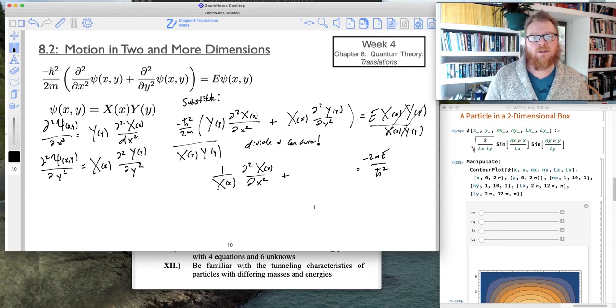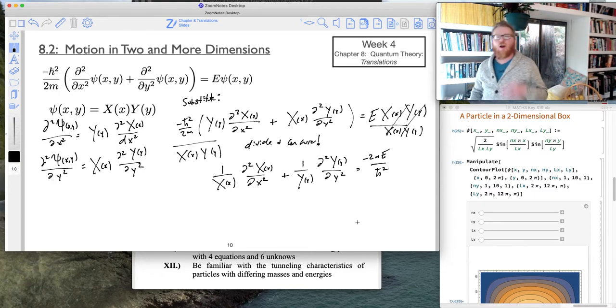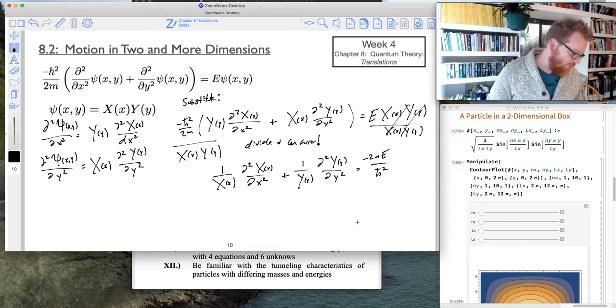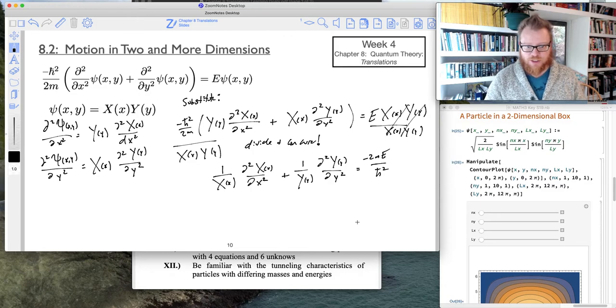And now I'm going to have the same thing over here on this term, where now the x and the x cancels, but I still have the 1 over y. So now that's 1 over y of y. And of course, now the second derivative of that function in y. And that all equals negative 2me over h bar squared. Okay?